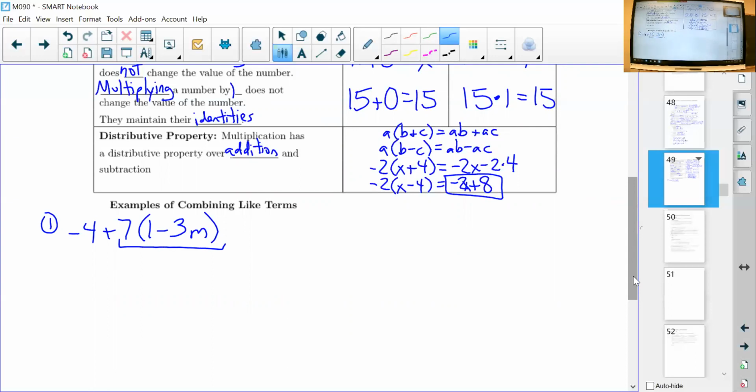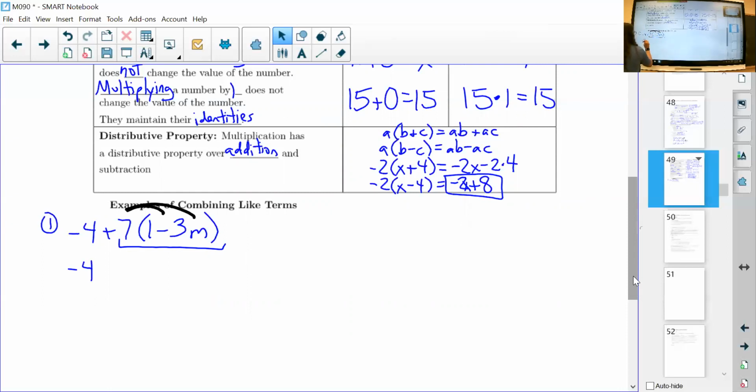This is the distributive property. I can tell because I have something multiplied by a difference, or something multiplied by a sum. In this case, it's a difference. So I like to do a little arc to remind myself that it's multiplying by the 1, or 1 by 7, and that minus 3m by 7.